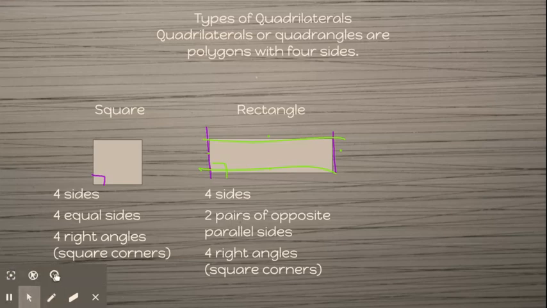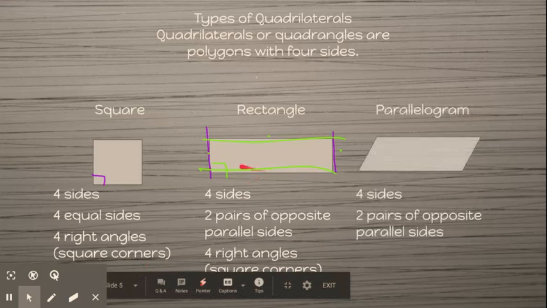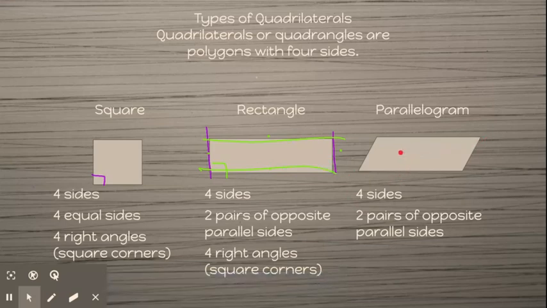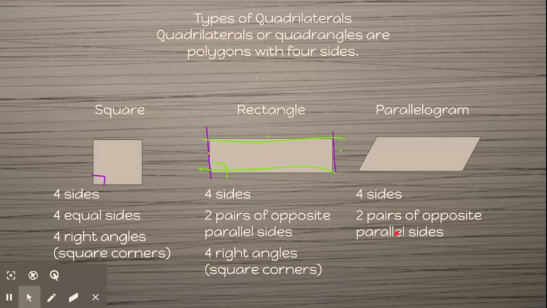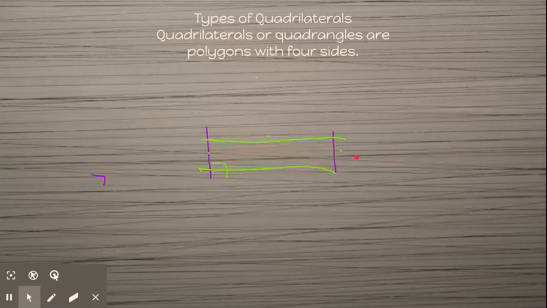My next shape is a parallelogram. And a parallelogram looks a little bit like this rectangle, only it's kind of slanted. It's been pushed over a little bit. What makes a parallelogram different from a rectangle is that it has four sides, two pairs of opposite parallel sides. So again, we have the top and the bottom and the left and the right that are parallel, but what makes it different is that these do not have right angles. They are not right angles.